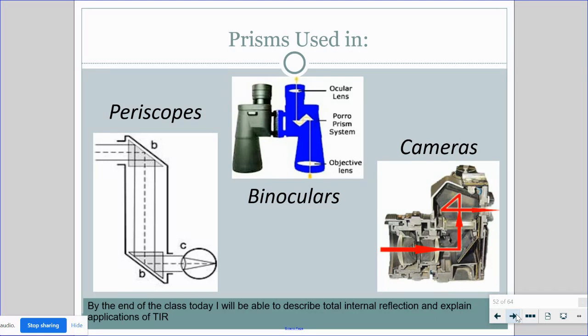These are used in periscopes. Here is where your eye is. The light's coming in, hits a prism, bounces down, and then hits another prism and bounces back out. In binoculars, we have things coming in through a lens. They hit some prisms here and bounce back up to the ocular where we see the image. Cameras also make use of multiple prisms to be able to reflect the light back to our eye.